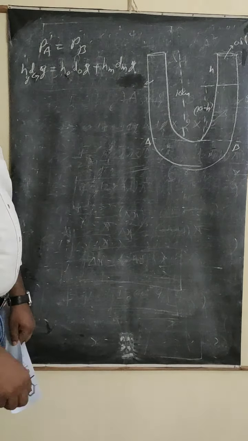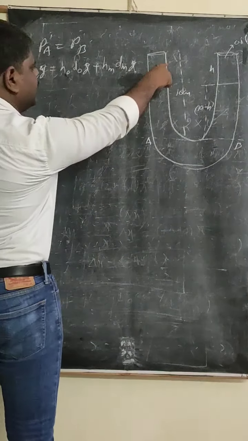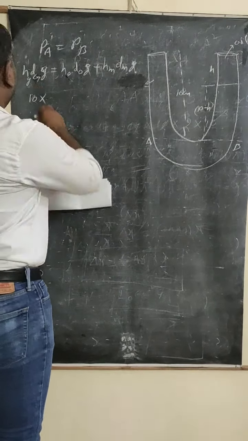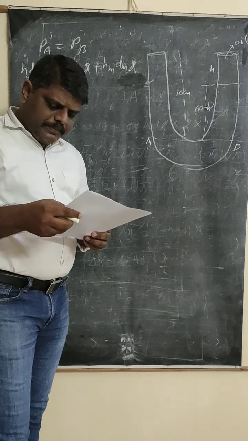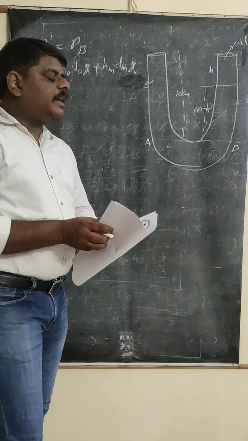Gg is going to be cancelled here. Now go on, substitute the values. Hg, height of the glycerin, how much here? 10 centimeters, into dg, the density of the glycerin, which is given to you. 1.3 gram per cc is given.